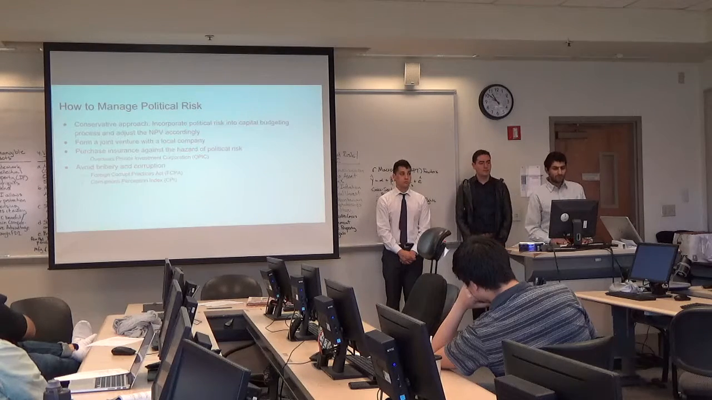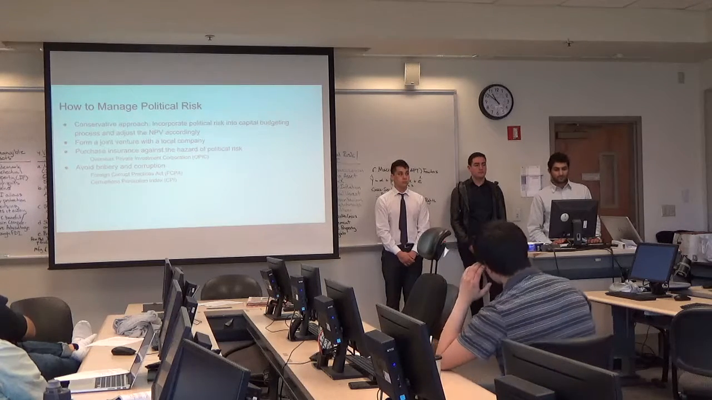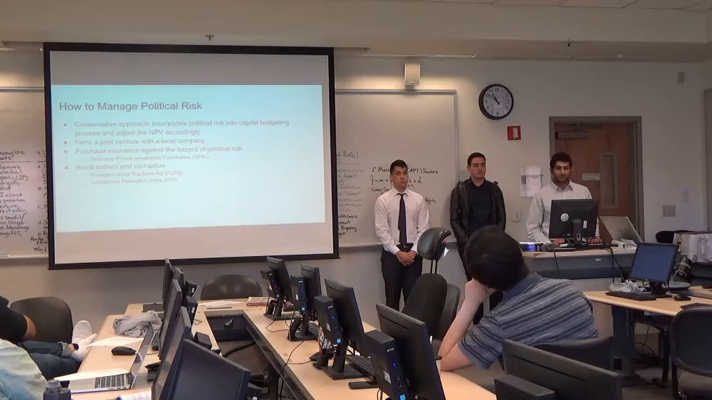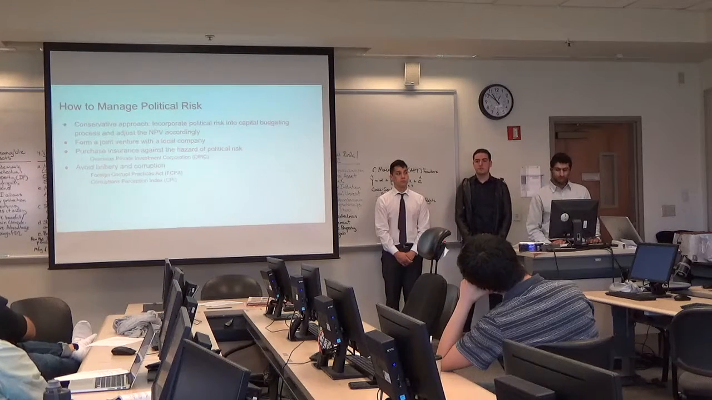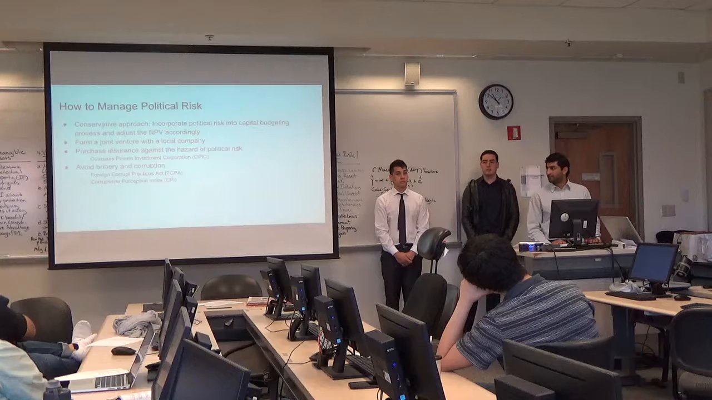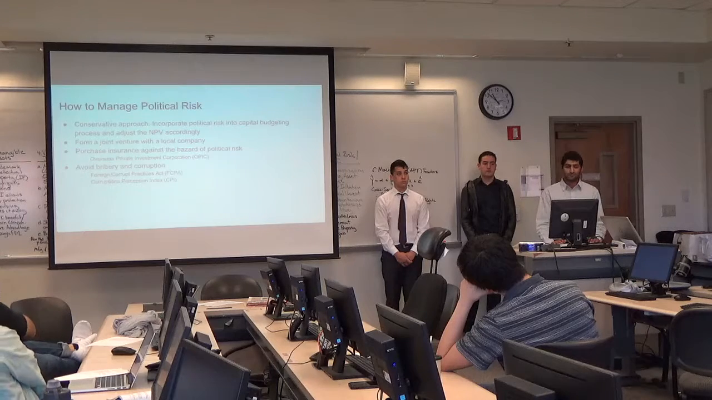And finally, how to manage political risk. The first approach you can take is the conservative approach. That just means you can incorporate political risk into capital budgeting processes and adjust the NPV accordingly. And what this means is that basically political risk is diversifiable, and if you have a portfolio, you can diversify into different countries, which will decrease the political risk. So it's just basic asset allocation.